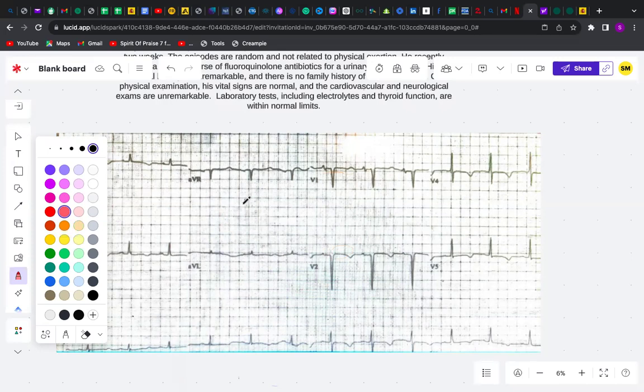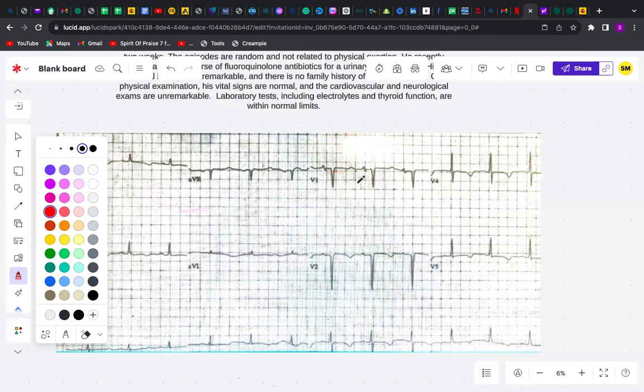First of all, this is a sinus rhythm. I don't know why my pen is not giving me a thick line. I want a thick one, please. Okay, let's move on.